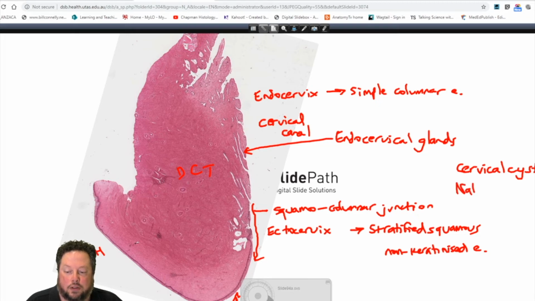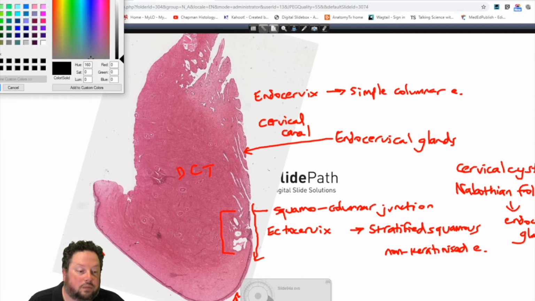Or also, sometimes they're known as Nabothian follicles. So what they represent are old endocervical glands that were existing here, and then through transformation by being exposed to the acidity of the vagina, transform back into stratified squamous, and they lose their connection. So this region here, where you can actually see these endocervical glands and certainly the epithelium, this is often referred to as the transformation zone.